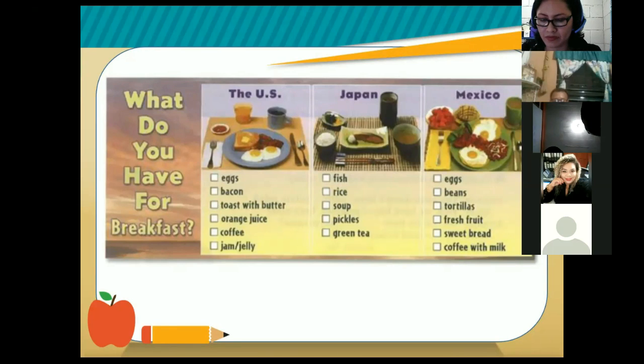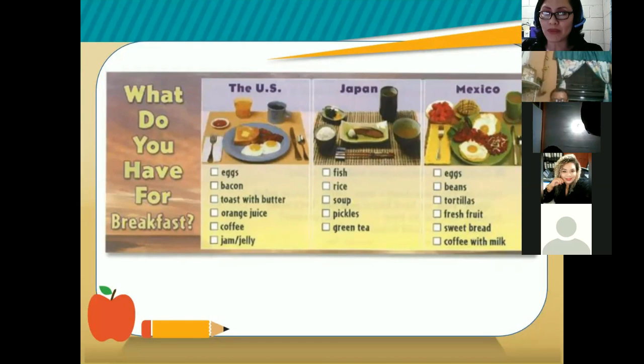¿Me escuchan, chicos? Yes. Es que me estoy conectando a otra red. Espero que esta funcione, ¿ok? Bueno. Espero que sí funcione.